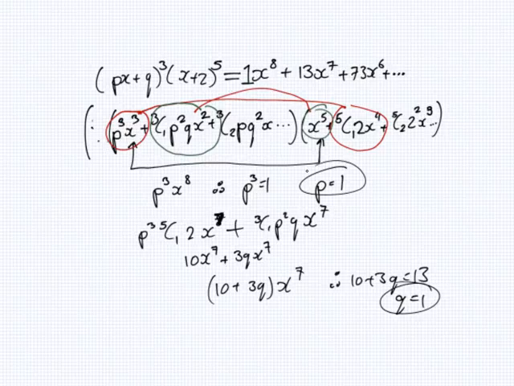Why can't p be negative? Because minus 1 cubed is minus 1 and not 1. You need p cubed to be 1.